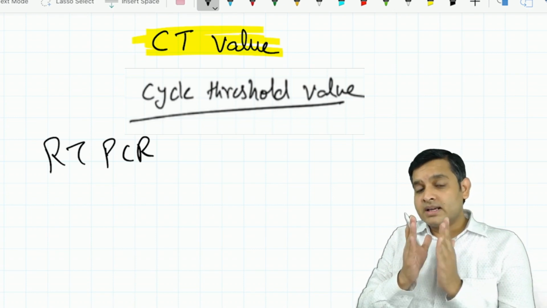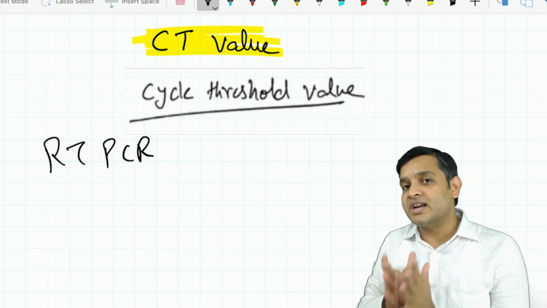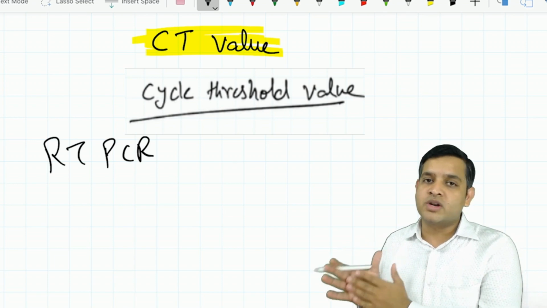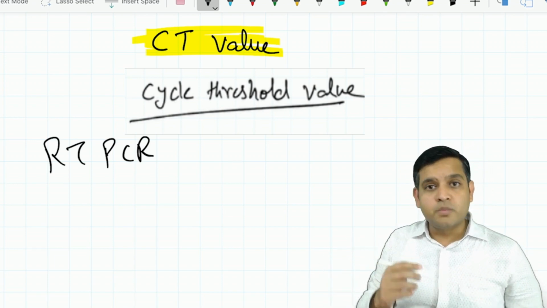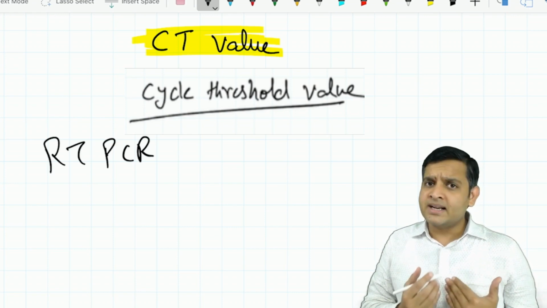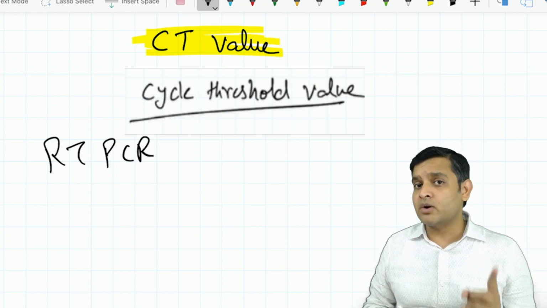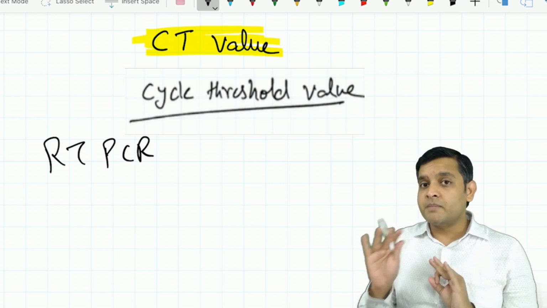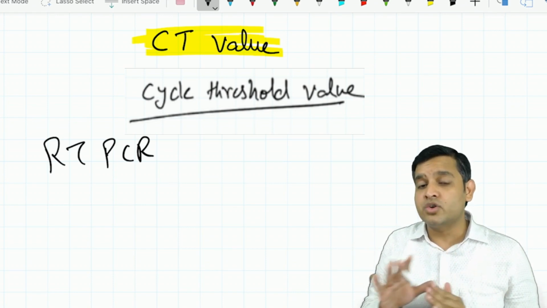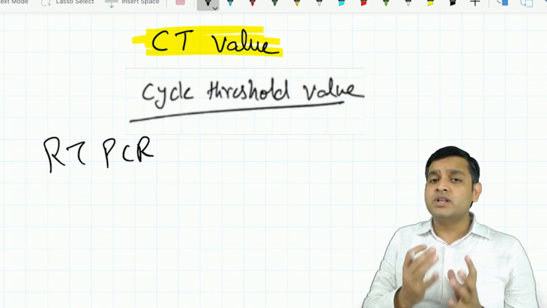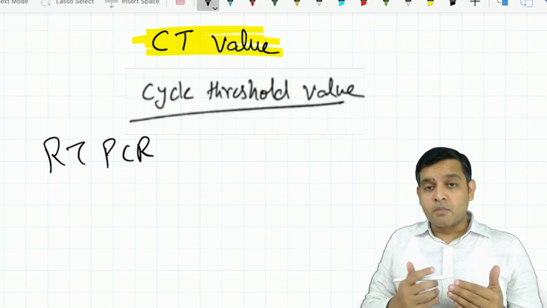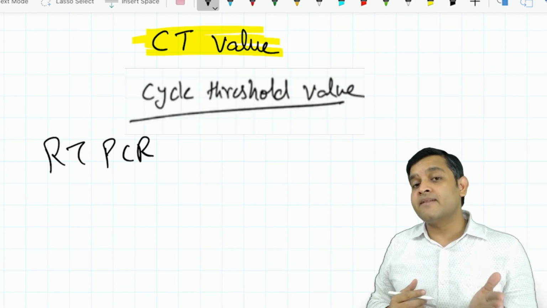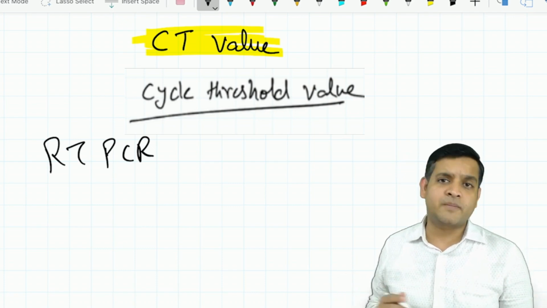Please remember that CT value is inversely related to the amount of nucleic acid present in the sample, and it is considered to be the marker that can tell you the infectivity. Please remember, not the severity of the disease. A lot of people have considered this as the severity. It has nothing to do with the severity. It has to do with the viral load in the body. The more the viral load, the more the chances that you might transmit it to others.